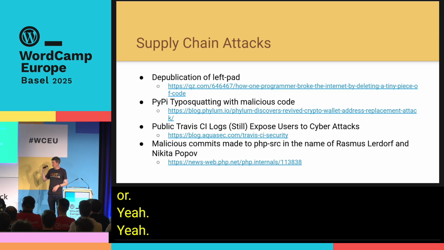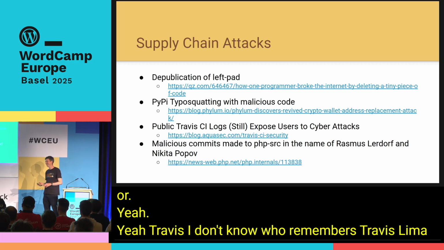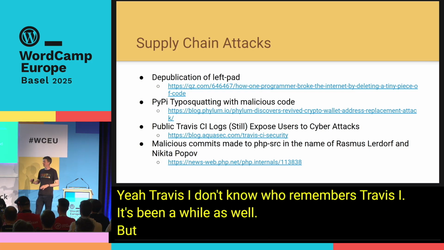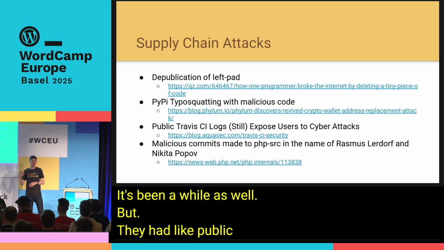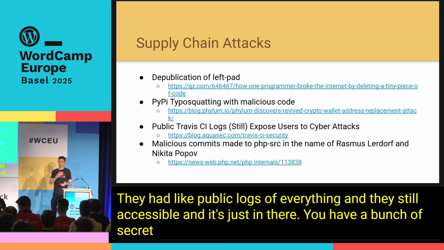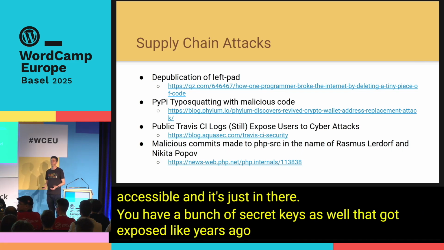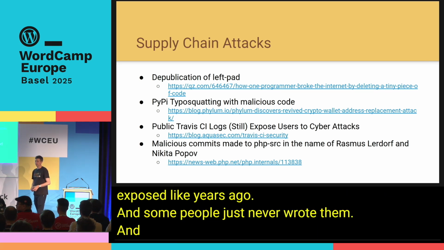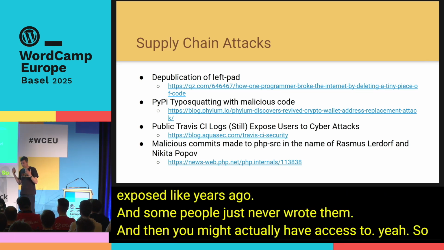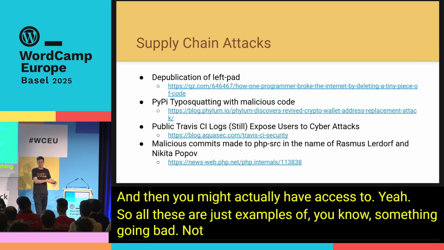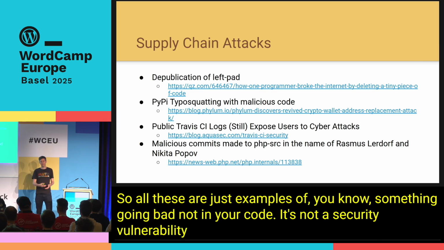Yeah, Travis, I don't know who remembers Travis CI. It's been a while as well, but they had public logs of everything, and they're still accessible, and in there you have a bunch of secret keys that got exposed years ago, and some people never rotated them, so you might actually still have access. So all these are examples of something going bad, not in your code. It's not a security vulnerability in your code directly. It's just in your supply chain.